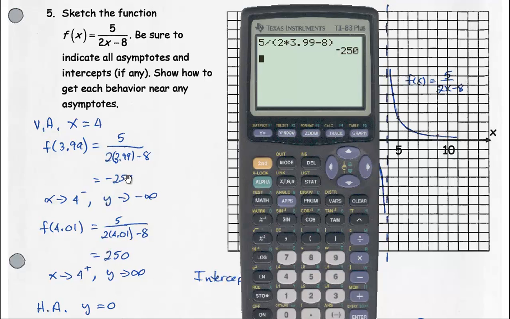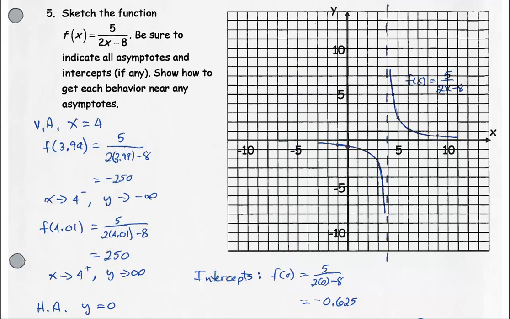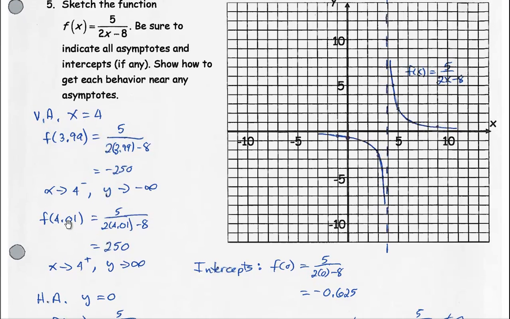And so that's where we get the negative 250 from. And so that implies, to the immediate left of the vertical asymptote, since the y value gets so big, as you approach 4 from the negative side, the y is tending toward negative infinity. So the graph is going down like this. Well, what happens to the immediate right of that?